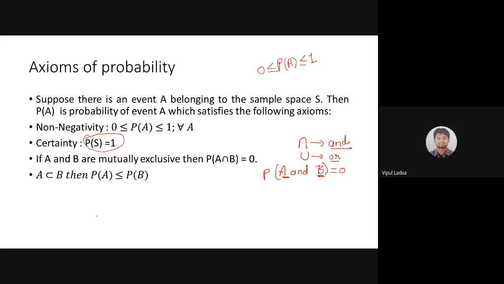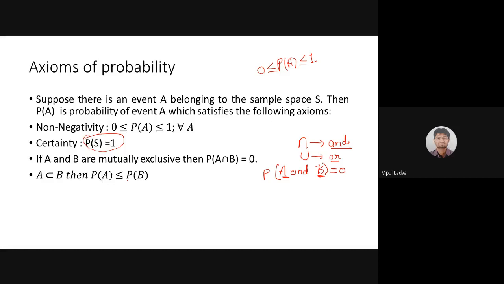Then the last is, if A is a subset of B, here A means a set which contains all the favorable outcomes for event A, and if that set is a subset of set B, then the probability of A will always be less than or equal to the probability of B. This is very much simple.